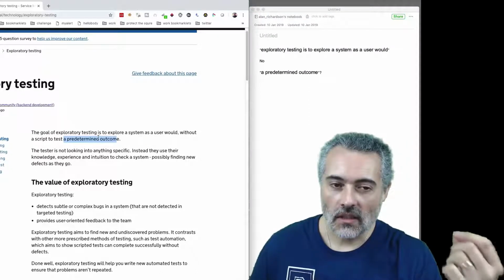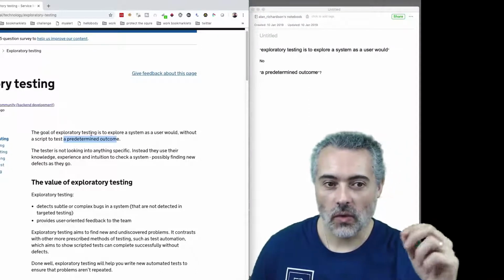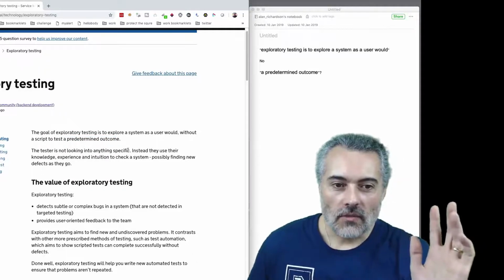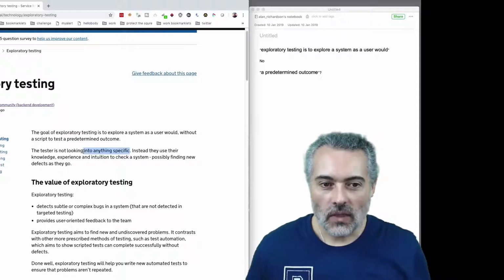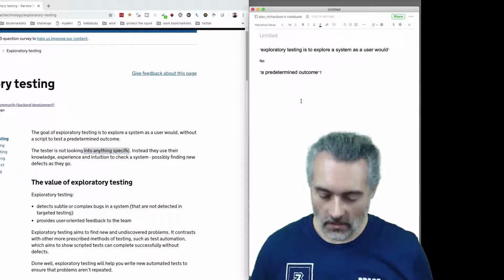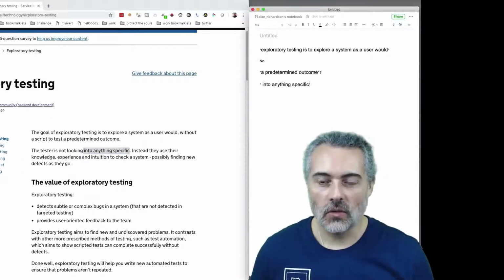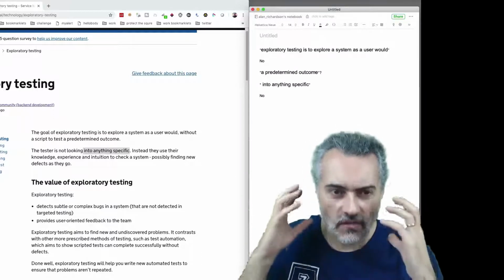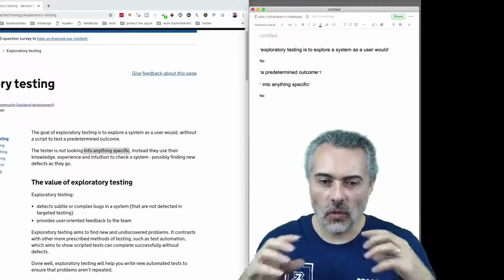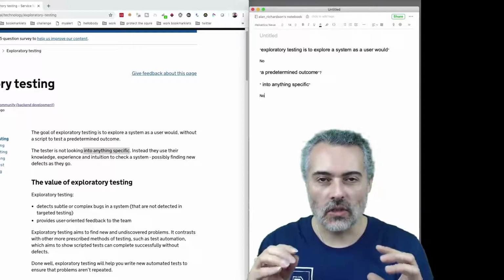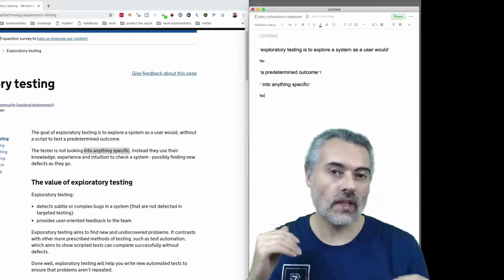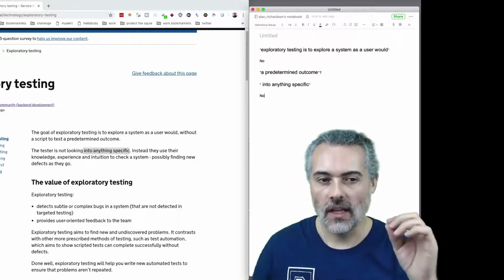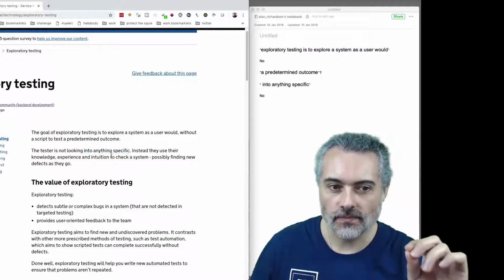So does it mean the goal of exploratory testing is a user without a script? I don't know. The tester is not looking into anything specific. Well, very often we are. We define in advance what we're going to do with charters. We have our aims. It is very specific. It's often very targeted. We know exactly what area we're exploring. We know what we're not exploring. We know what we're not considering at this point in time. What risks we are targeting. So I think that's not true.